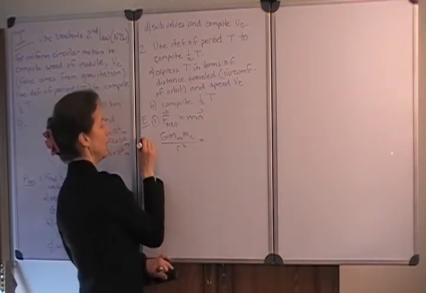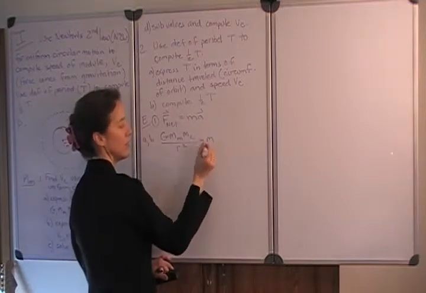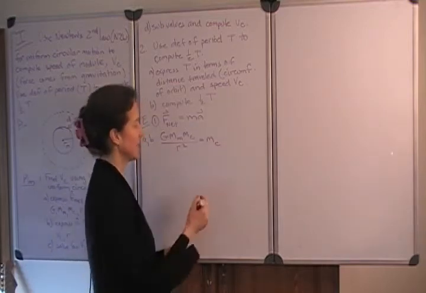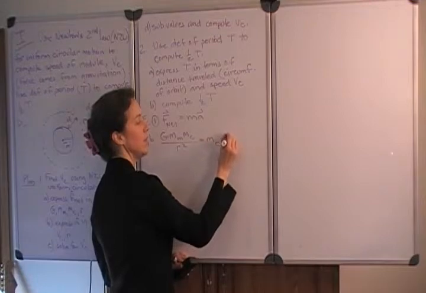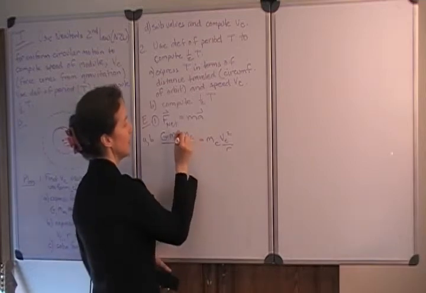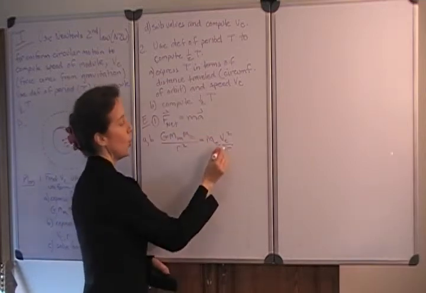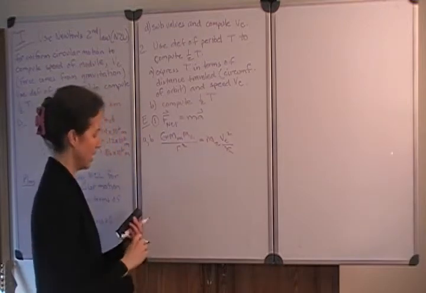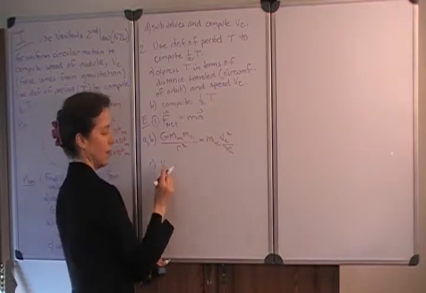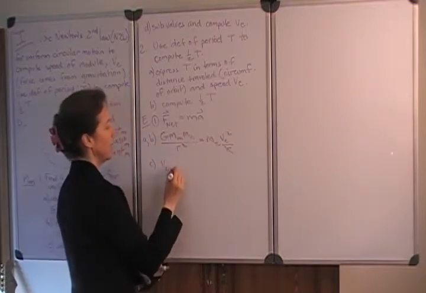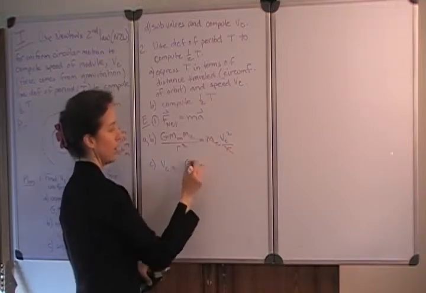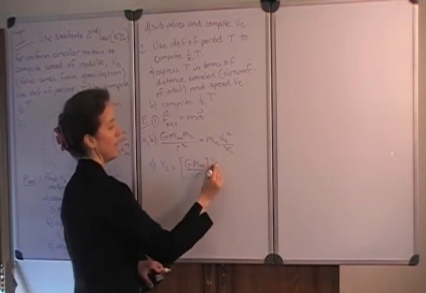That's going to be equal to, let's go ahead and substitute for the acceleration. The mass on the right-hand side is the mass of the command module, because that is the motion that we're analyzing at this time. The acceleration is the speed of that command module squared divided by the radius. We can simplify some things. The mass of the command module cancels out. One term of the radius cancels out. And so we can solve for the speed, V sub c, which is the gravitational constant times the mass of the moon divided by r, all the square root of that.